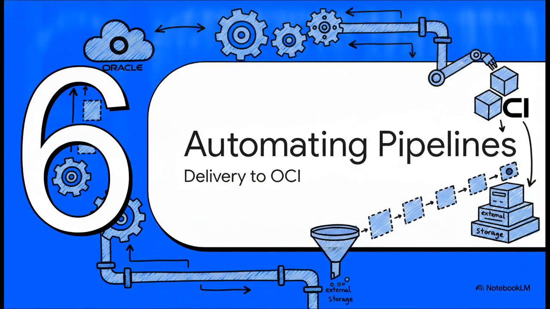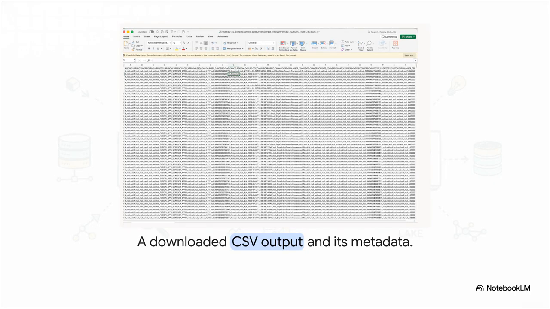Finally, Section 6, automating pipelines and delivery to OCI. Okay, so we've defined the extract, but how do we actually get the data out? When a batch job finishes, you don't just get a raw dump of data. And this brilliantly illustrates what you actually receive: a zipped package containing your data file, like a dense CSV, right alongside a metadata file detailing row counts and parameters.